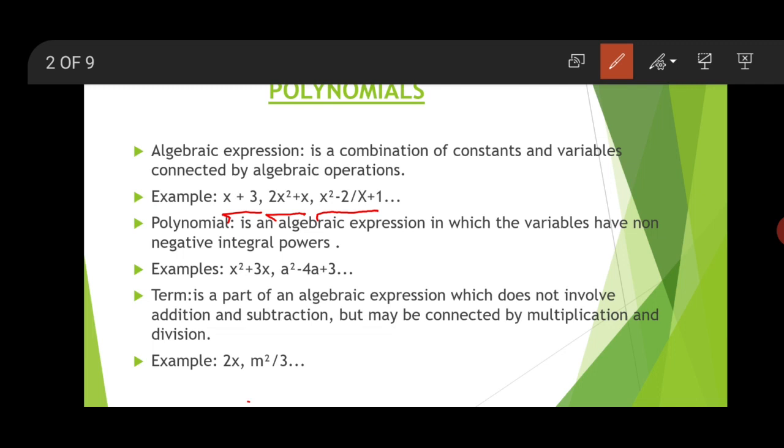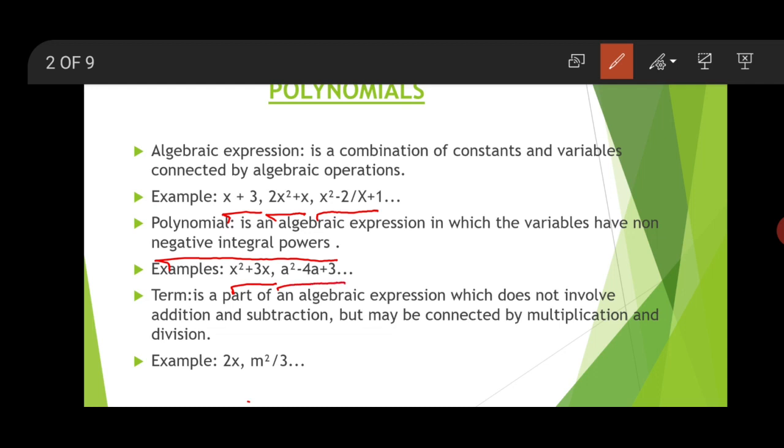Now let us see polynomials. What is a polynomial? It is an algebraic expression in which the variables have non-negative integral powers, meaning variables' powers should be whole numbers. They should not be fractions, decimals, like that, or negative integers. For example, x square plus 3x, a square minus 4a plus 3.